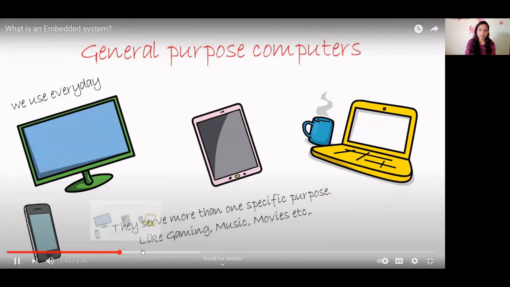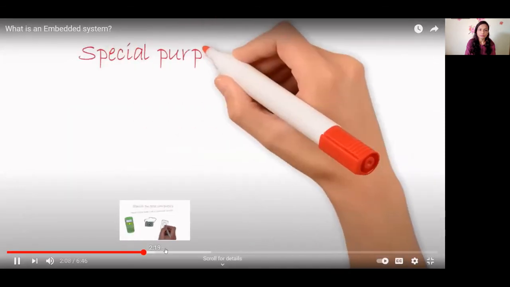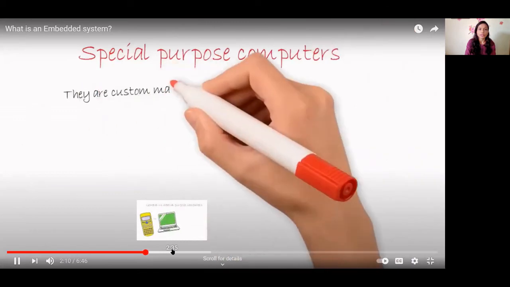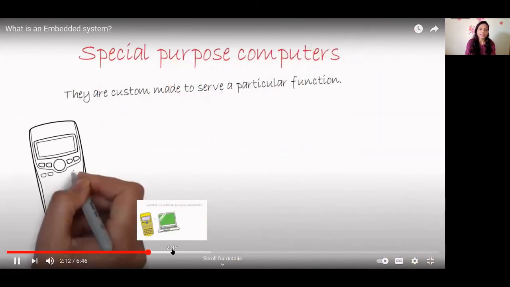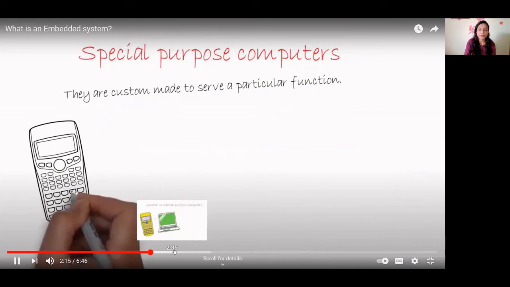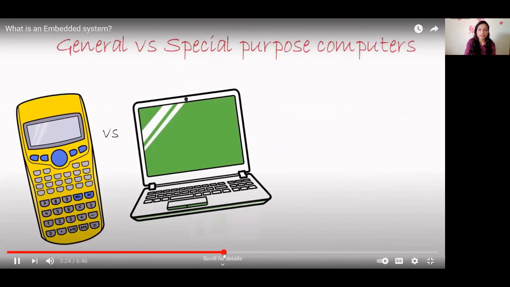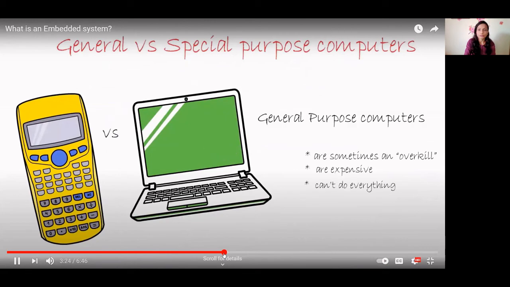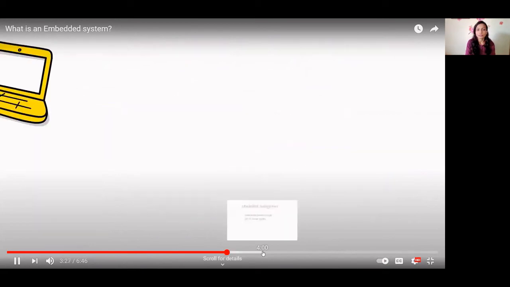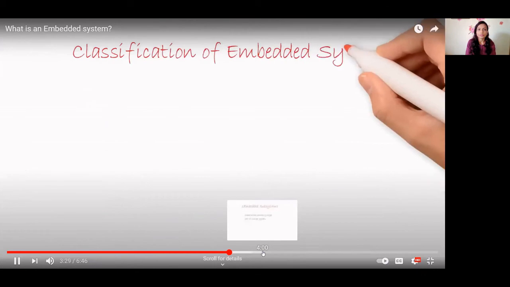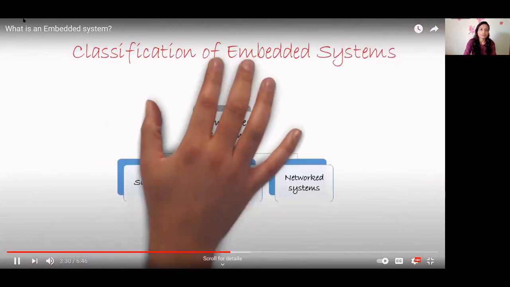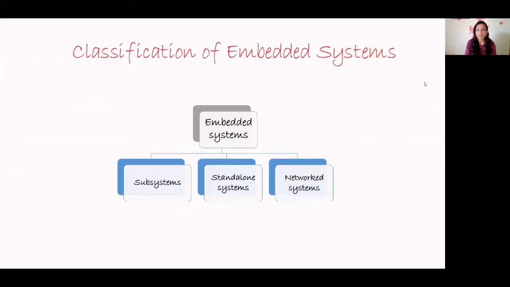Special purpose computers are very specific to serve a particular function. So this is your embedded system, which is a special purpose computer. Special purpose computers come in different flavors. The embedded systems can be broadly classified into three categories: subsystems, standalone systems, and network systems.